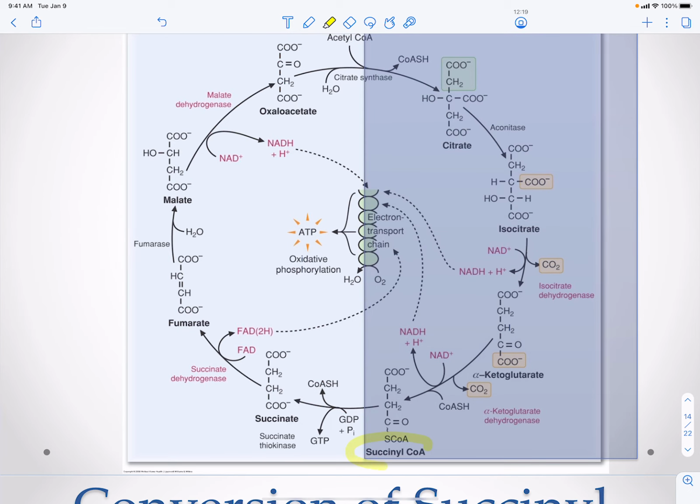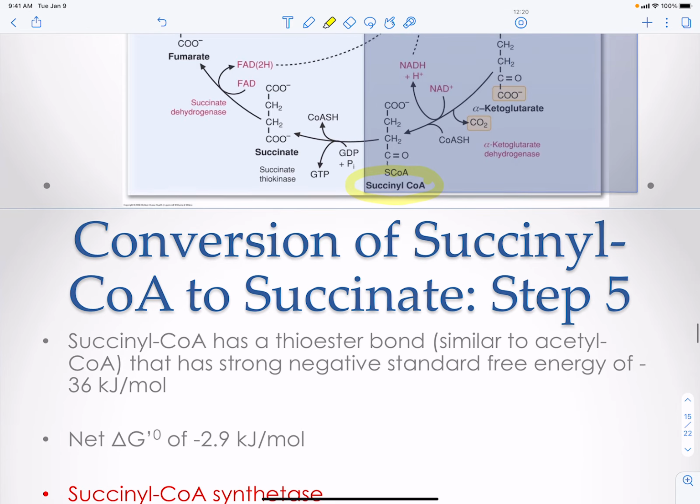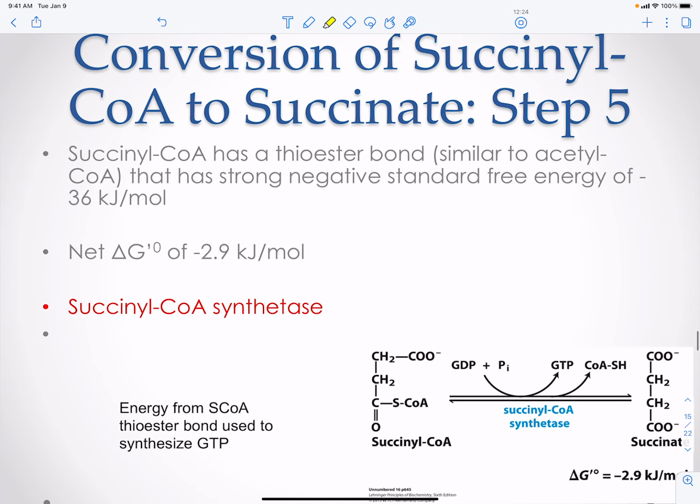Okay, so now we've made our succinyl CoA. So the next step is the conversion of succinyl CoA to succinate, and this is going to take succinyl CoA synthetase. And in this case, we are going to generate a molecule of energy, GTP. Succinyl CoA again has that thioester bond that was similar to our acetyl CoA. So they have good negative free energy that will push the reactions forward. And so this is what makes this reaction a net negative. And the energy again comes from that thioester bond. And we're going to generate GTP.